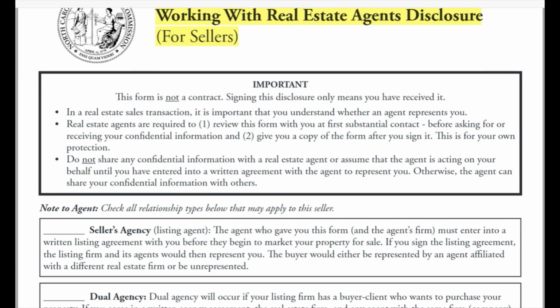So this box right here says important. This form is not a contract. So that's what I want you all to know up front.